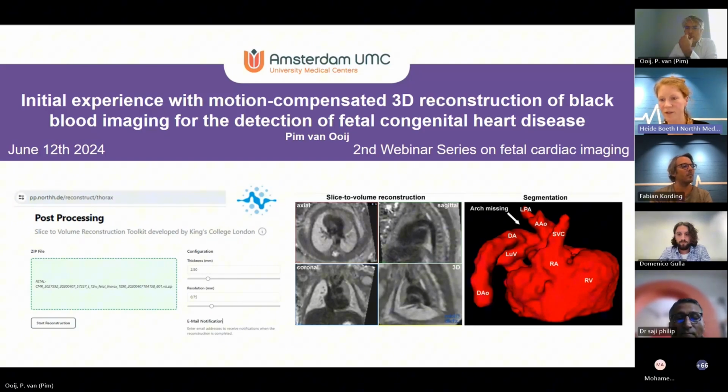Pim, before you start, let me just start one of our polls again. I think it is interesting for you also to get the answers. The question we have for you is, do you use the black blood slice to volume reconstruction post-processing technique that London has developed? That is the first question in this poll. And then there's a second question. Do you use the SVR, slice to volume reconstruction, with a North platform?